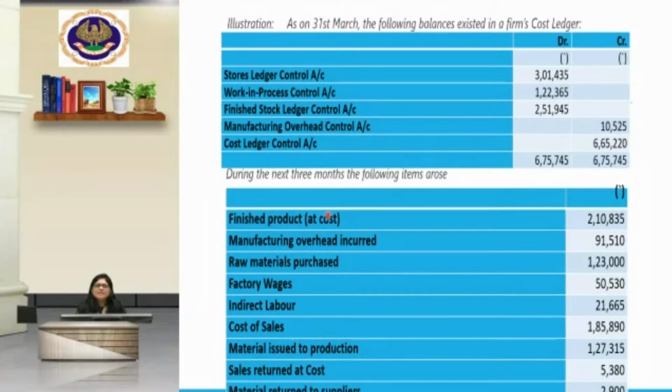Now this is basically cost of goods manufactured. Finished product at cost. Cost of goods manufactured. Can you tell me which control account will give us this figure?